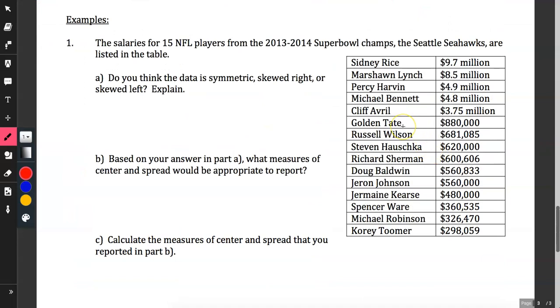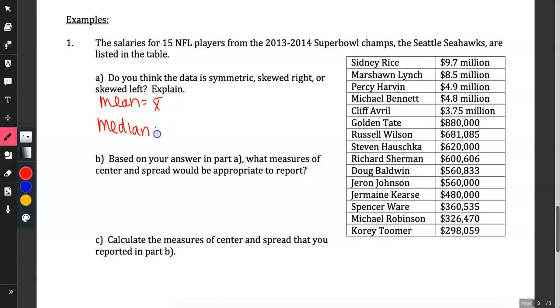So it says the salaries for 15 NFL players of the Seattle Seahawks are given in this table. All right, this is a really annoying table of data. So up here we have these guys making millions of dollars. And then all these guys are making less than $1 million. I want you to put this in your calculator, in your list, and find the mean and the median.